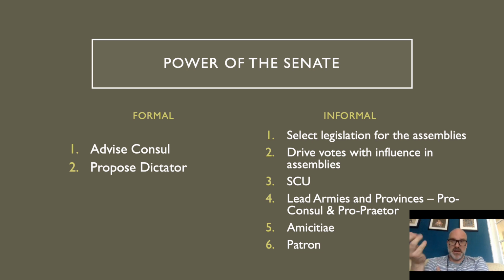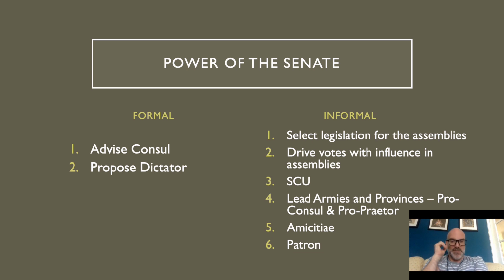They advise the consul, and in Roman society, the tradition is that the consuls take great notice of the advice of the Senate. The Senate can also propose a dictator in various circumstances, and this leads on to an SCU to be granted, and so on and so forth. So again, probably not the best example of formal or informal power, because it's also complex. But there we go. So formal power, if you like, they advise the consul, they propose dictators.